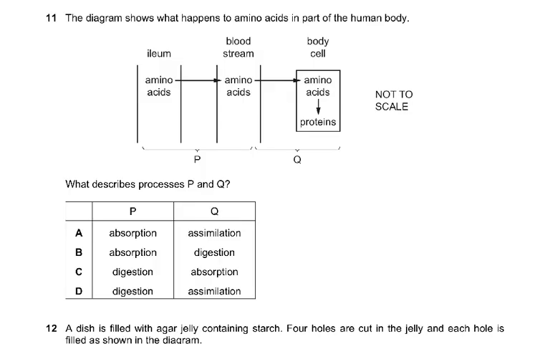Now, question number 11, the diagram shows what happens to amino acids in part of the human body. So first in the ileum, the amino acids enter the bloodstream, so that would be absorption, and then from the blood they go into the body cells, and then they're used to make protein, so that will be assimilation. The amino acids are used to make new proteins, maybe enzymes, maybe hemoglobin, antibodies, myoglobin. The use is called assimilation.